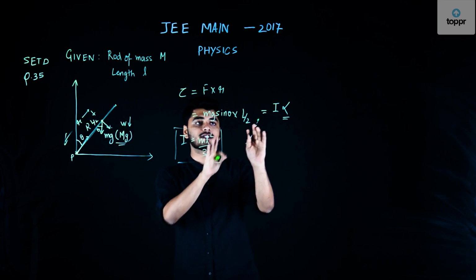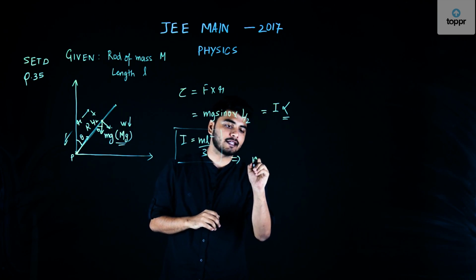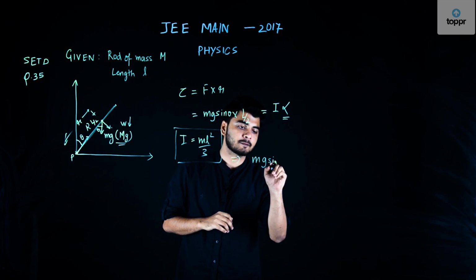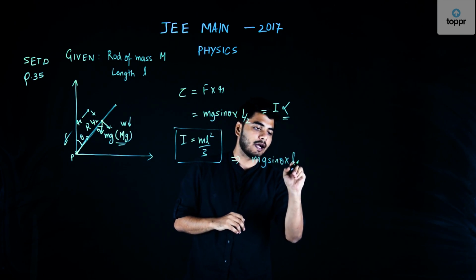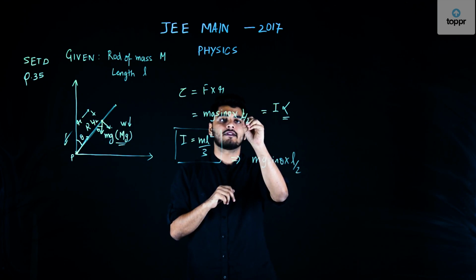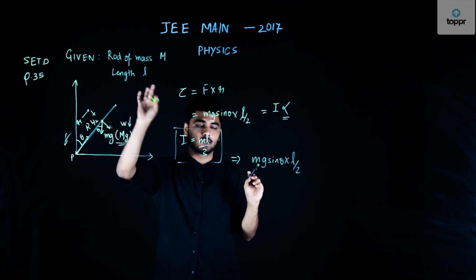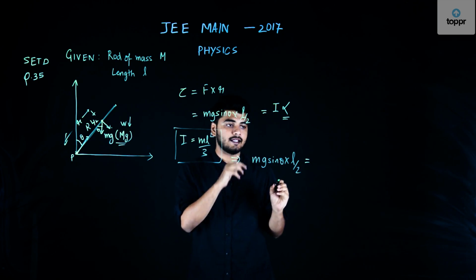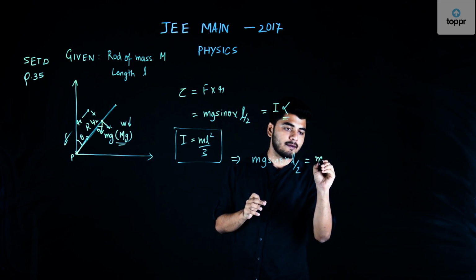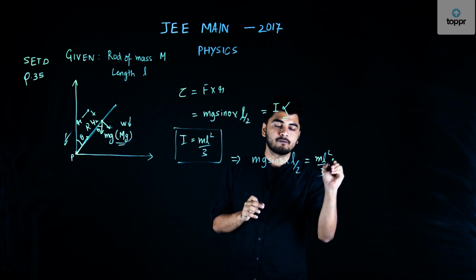Now, if I substitute this value in this, I get my final equation to be mg sine theta into L by 2. I must write small l as we have been given that the total length of the rod is small l, and that is equal to I, which is equal to m l square by 3 into alpha.